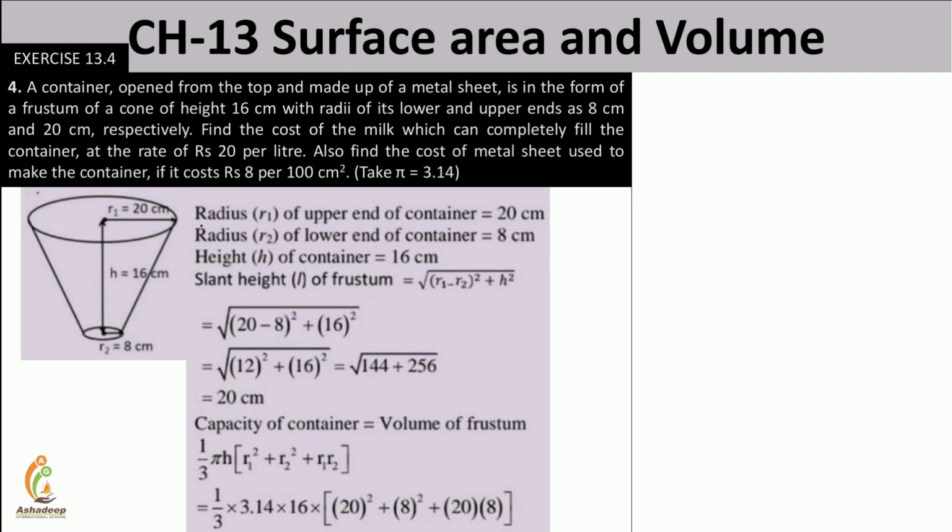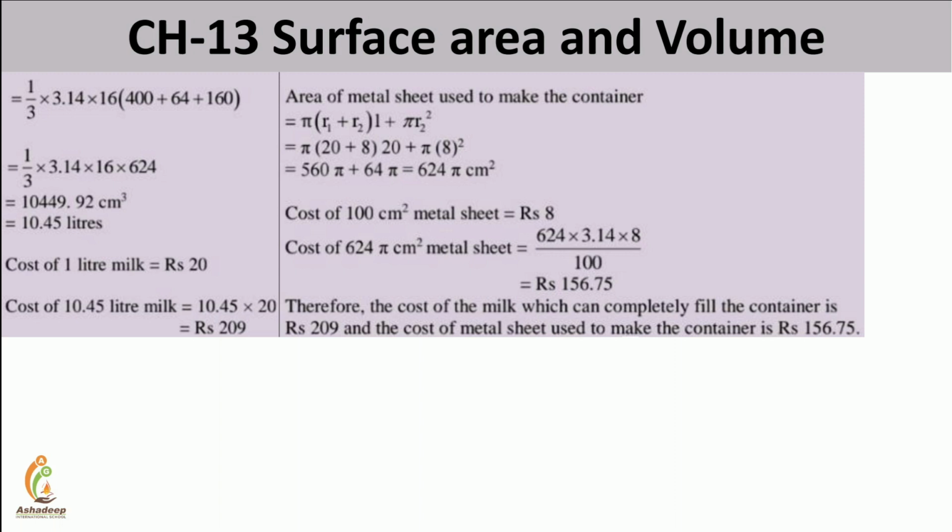The radii R1, R2 and the height are given. Now first of all we need to find the volume. So the capacity of the container is the volume of the frustum of the cone, and that is 1/3 pi h (r1 square plus r2 square plus r1 r2). Put the values, simple, and you will get the answer.